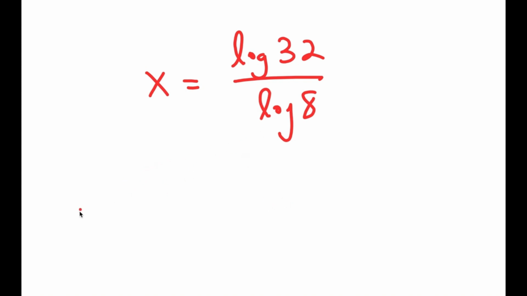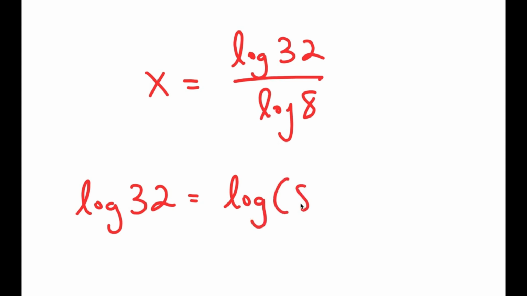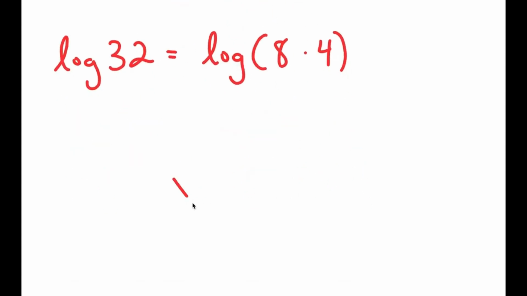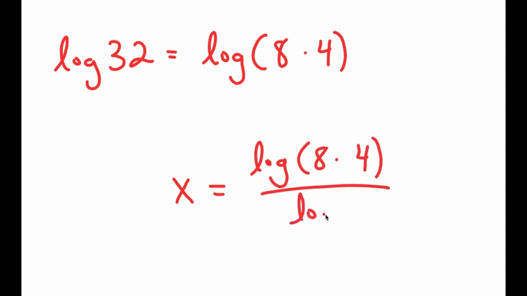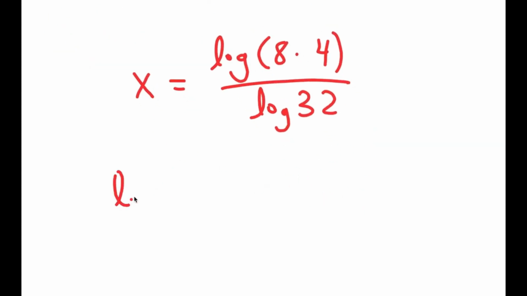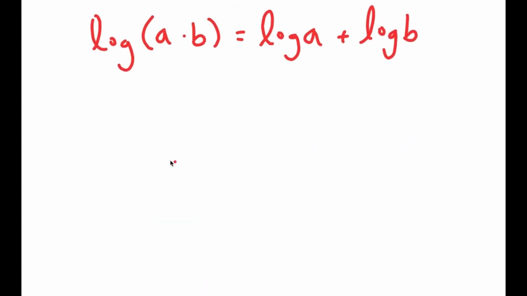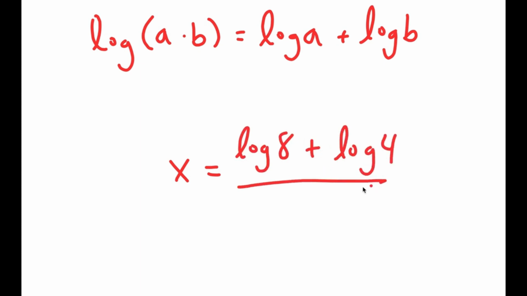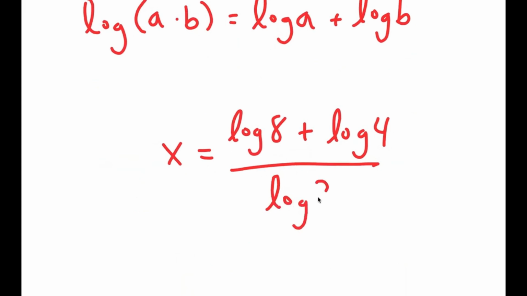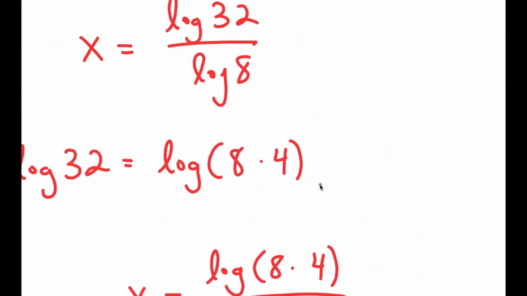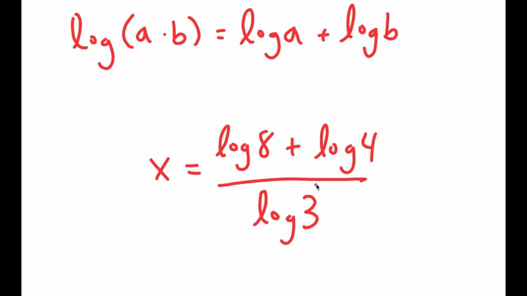Now, log of 32 is the same thing as log of 8 times 4. So I get log of 8 times 4 over log of 8. And if I have something in the form log of a times b, this is equal to log a plus log b. So in this case, this is going to equal log of 8 plus log of 4, and I have this over log of 8.